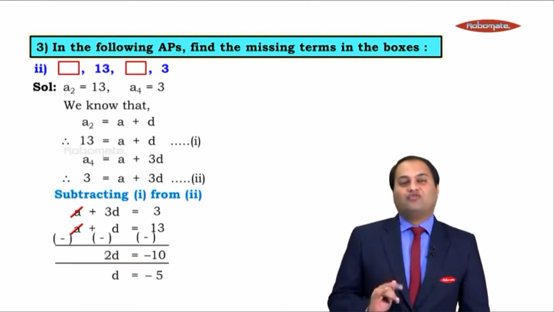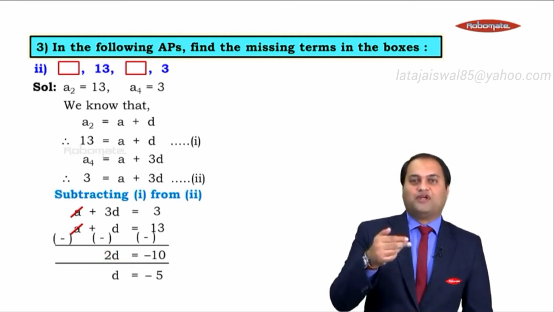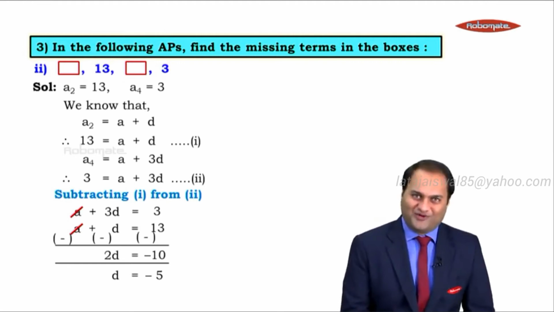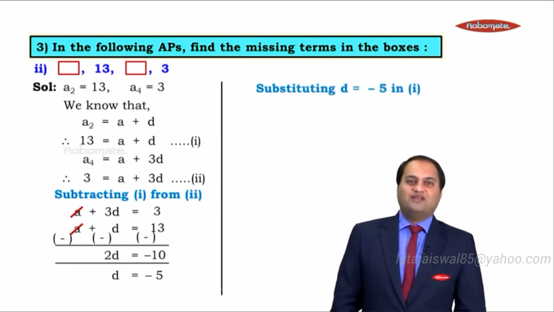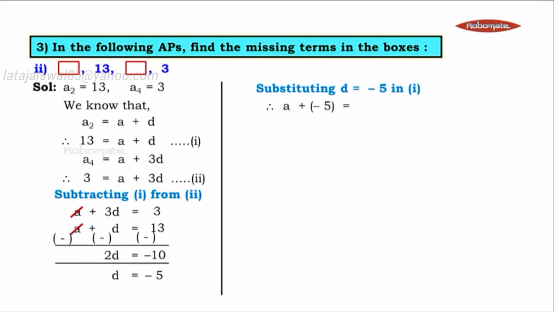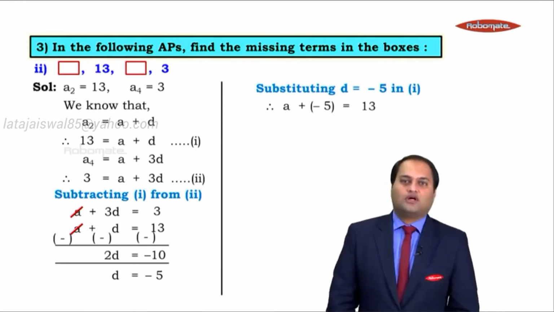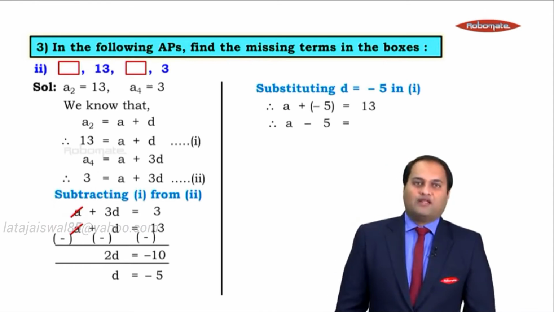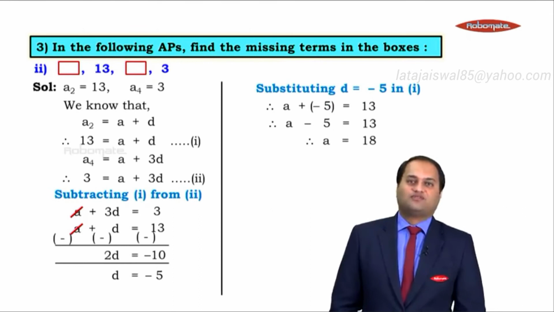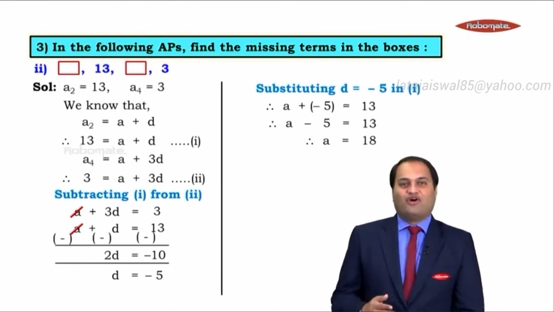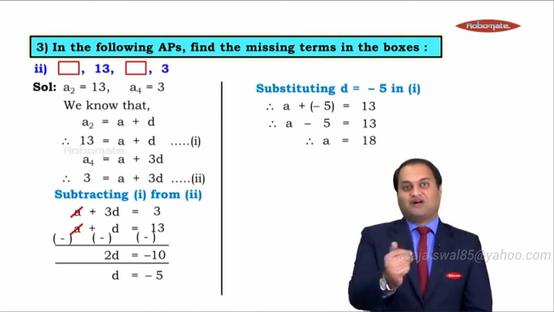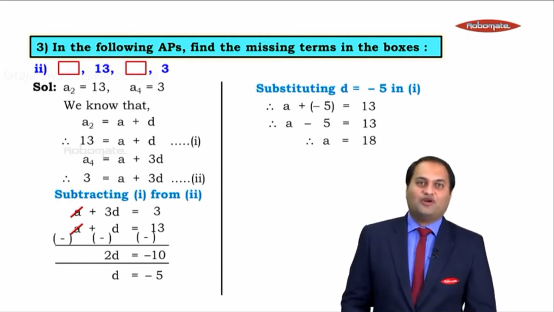Once you get the value of D, now to find the value of A, substitute either in the first equation or in the second equation. Something which you already know, right? So substituting D is equal to minus 5 in equation number 1, we get A plus of minus 5 is equal to 13. We get A minus 5 is equal to 13, so you get A is equal to 13 plus 5, which is 18. We got A, we got D, now we can easily find the missing terms. Rather, the first missing term we have already got, A is equal to 18.